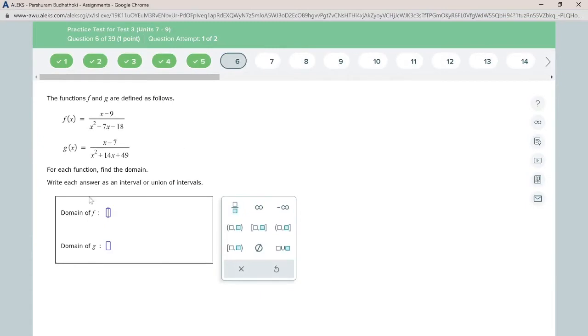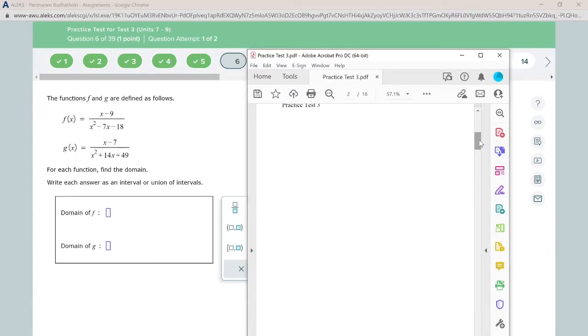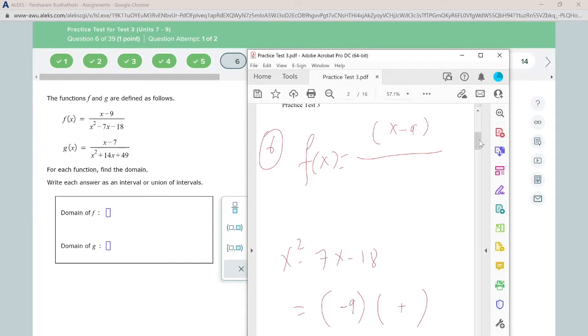Next problem. The domain of this type of function can be found by looking at the denominator. Look at the denominator and then factor it. So let's start with the function f of x. There is x minus 9 on the top and x squared minus 7x minus 18 on the bottom. You can factor this using the AC method. You need two numbers whose product is -18 and whose sum is -7, and those two numbers are -9 and +2. So -9 times +2 gives you -18, and -9 plus 2 gives you -7. These are the two factors for the denominator of the first function.